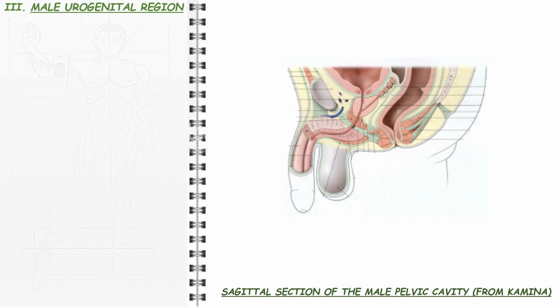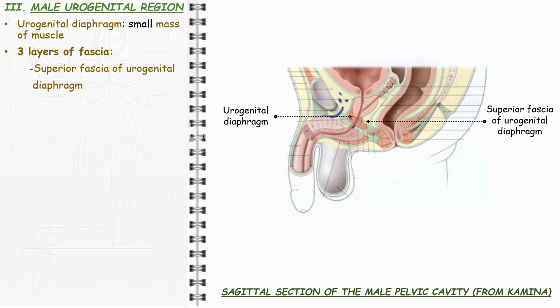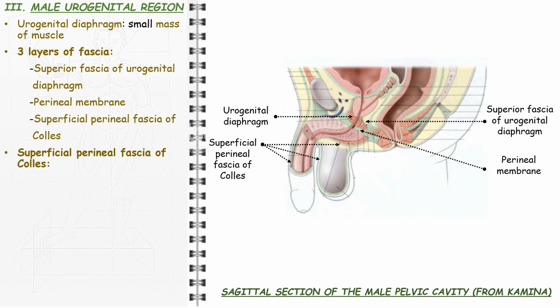Now, after discussing the anal region and the common features of the perineum, we are brought to take a look at the urogenital region and what distinguishes one from the other in both sexes. Among the principal contents of this region are a small mass of muscle constituting the urogenital diaphragm, and three layers of fascia: the superior and inferior fasciae of the urogenital diaphragm, the inferior being commonly called the perineal membrane, and the superficial perineal fascia of Colles, which is the continuation into the perineum of the membranous layer of superficial fascia of the anterior abdominal wall, Scarpa's fascia.